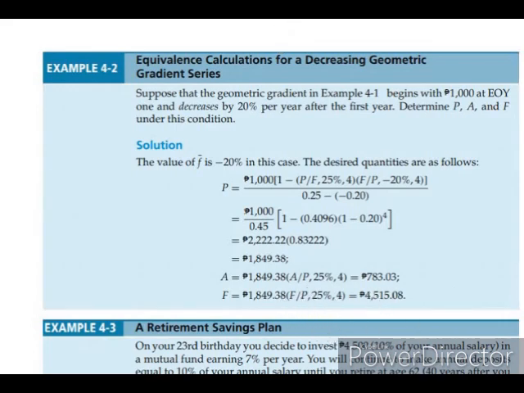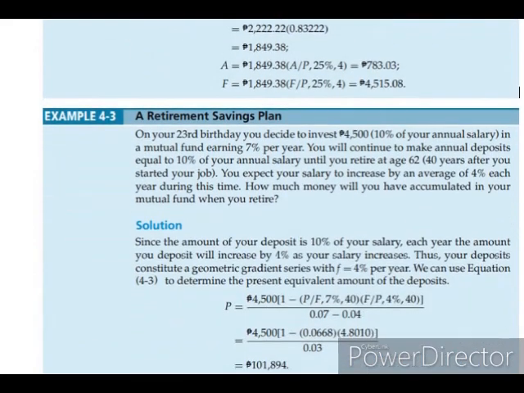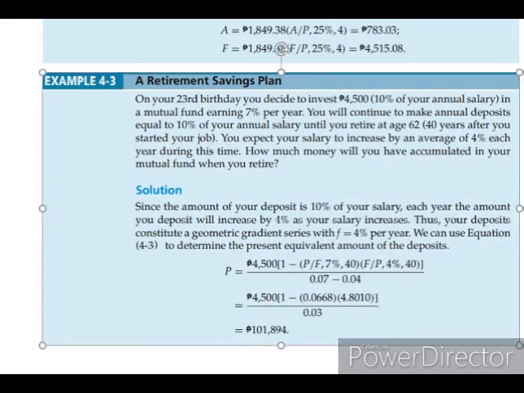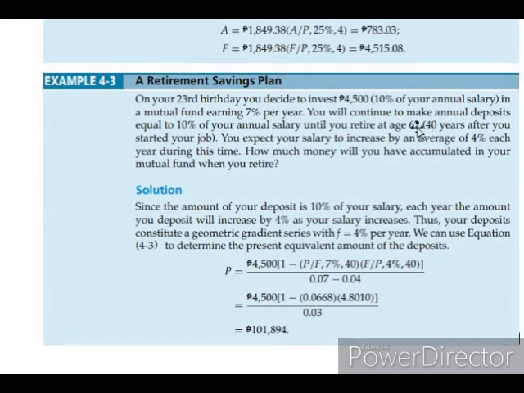Now, next example 4-3, a retirement savings plan. So, meron tayong situation. On your 23rd birthday, you decide to invest 4,500 pesos, 10% of your annual salary, in a mutual fund earning 7% per year. You will continue to make annual deposits equal to 10% of your annual salary until you retire at age 62, so 40 years after you started your job. Kasi 62 minus 23, more or less 40.